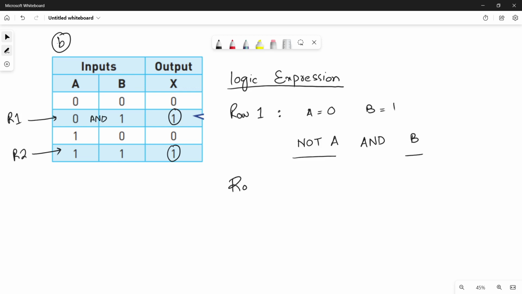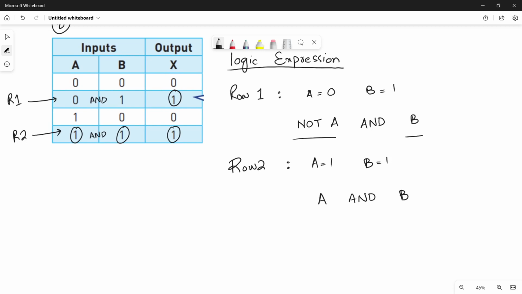Now quickly do for row 2. In row 2, you have A and B, both values are 1. So no need to have a NOT gate, it's not A, it's B equals to 1. So just put A and B as it is and put an AND gate. Remember to put an AND gate in every row that you are working. So it's an AND gate between A, B for row number 2. Now, these are the two rows that we have to consider.